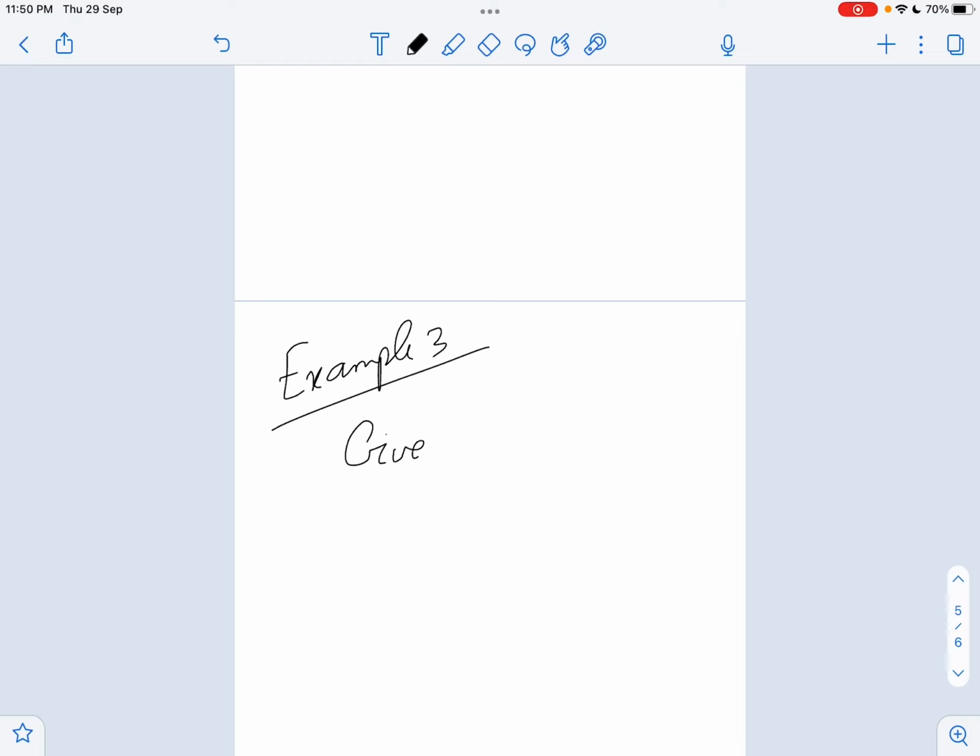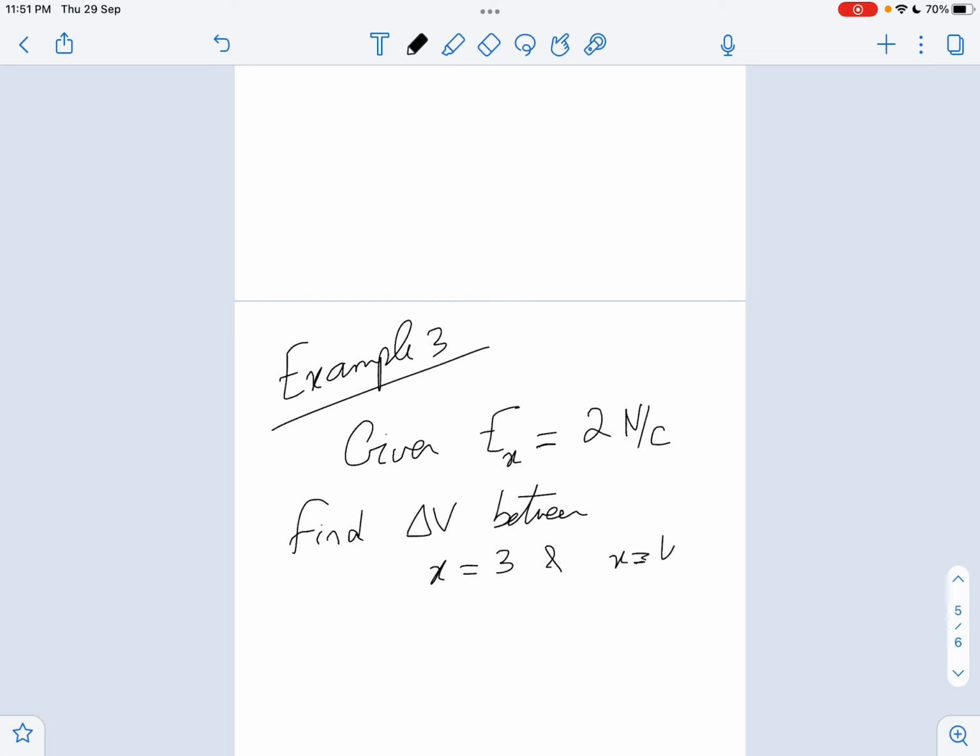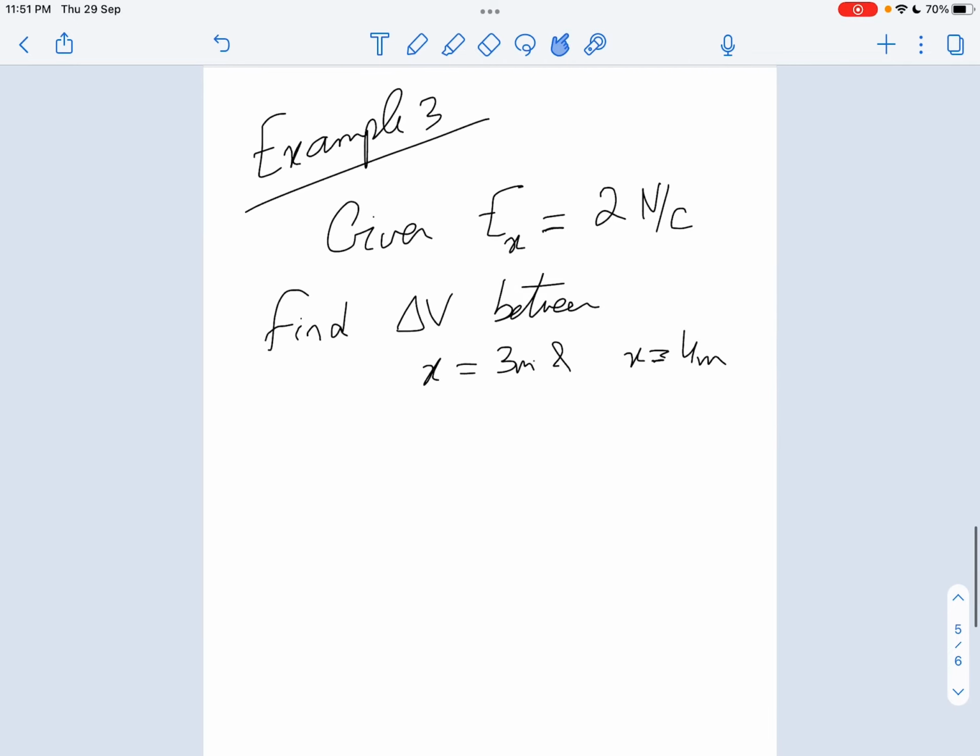Given electric field along the x-axis equal to, let's say, 2 newtons per coulomb. Find delta V between the point x equal 3 and x equal, let's say, 4. 3 meters and 4 meters. We need to find the potential between 3 and 4.